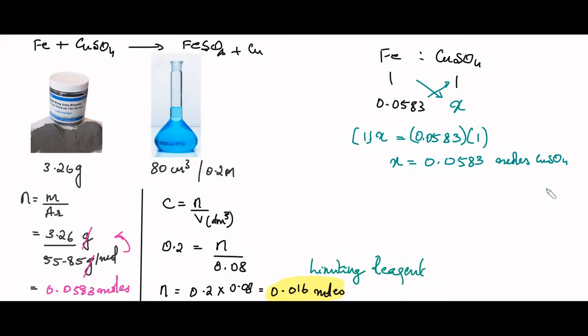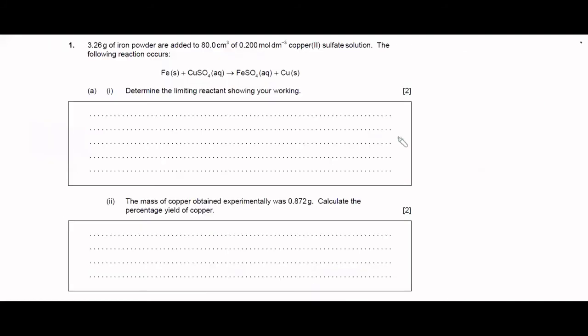So our first part of the question is solved: determining the limiting reagent with working. So that part is solved. Now let's move on to the next part of the question. The mass of copper obtained experimentally was 0.872. Calculate the percentage yield. So now let's go for calculating that.